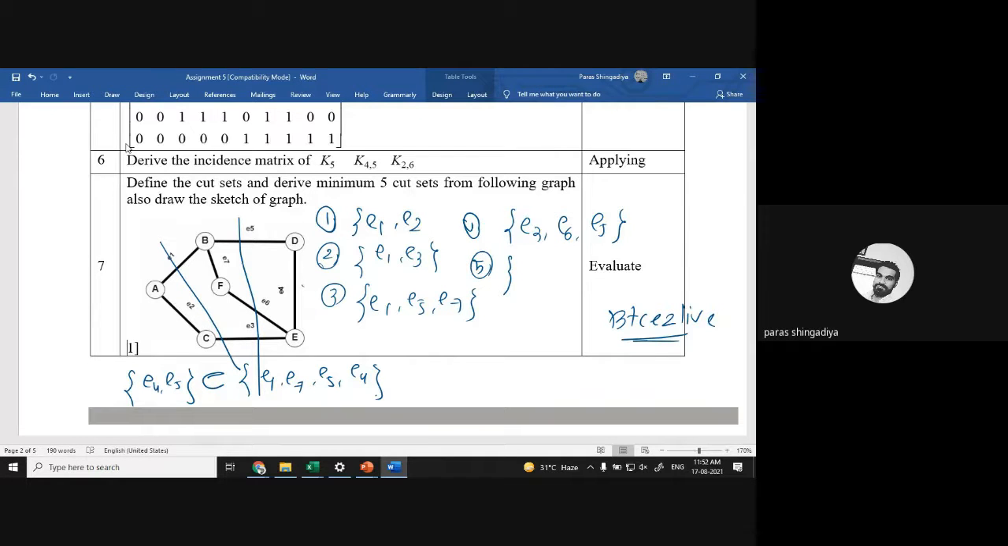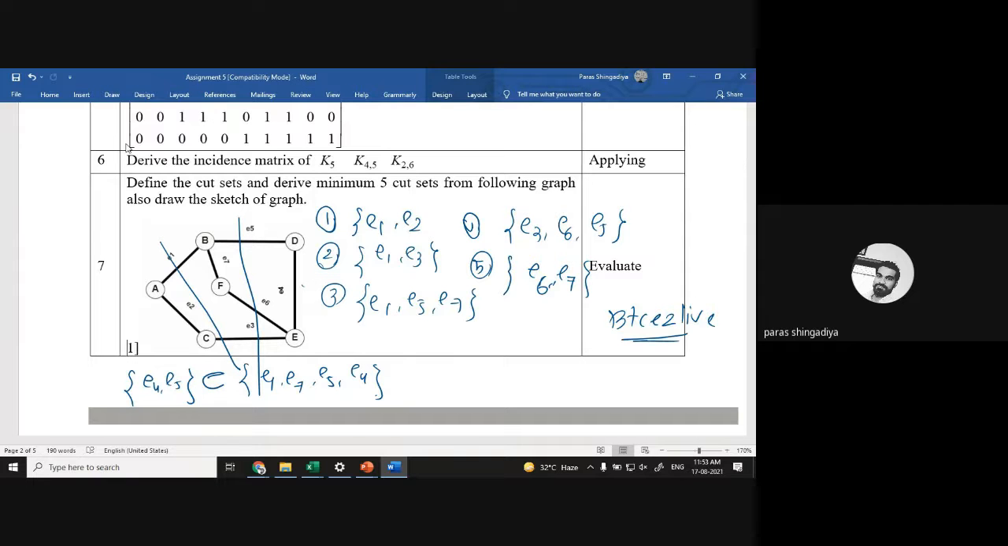E6, E7. Yeah, E6, E7. That's correct. Clear? So delete E6, E7. F will be disconnected from the rest of all. Clear? And you can also consider another answer in place of this. Okay, these are the 5 possible answers. You can also find some more answers for this graph. Is it clear? Any confusion?